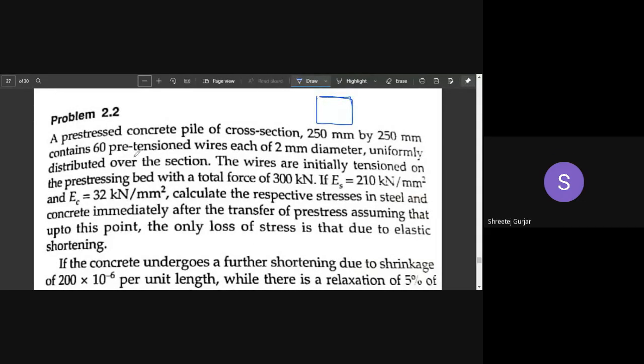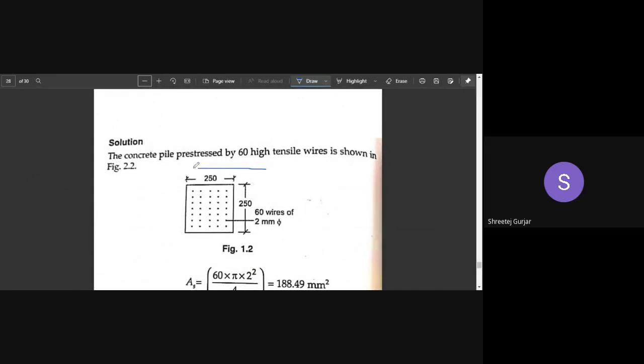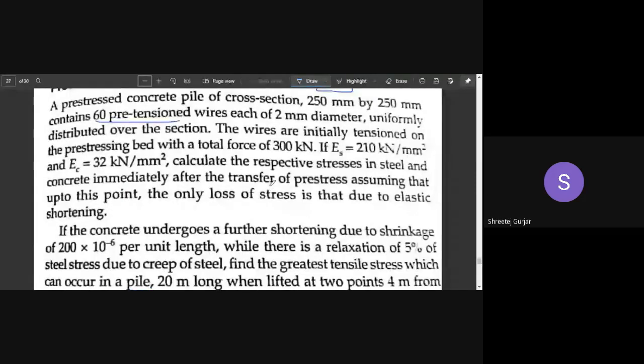Okay, and having 60 pre-tension wires. I'll show you this. You can observe in this section we have 60 number of pre-stressing wires. 60 number of wires of how many mm? 2 mm in diameter. Each of the wires is 2 mm in diameter. The cross section is 250 by 250, uniformly distributed over the section.